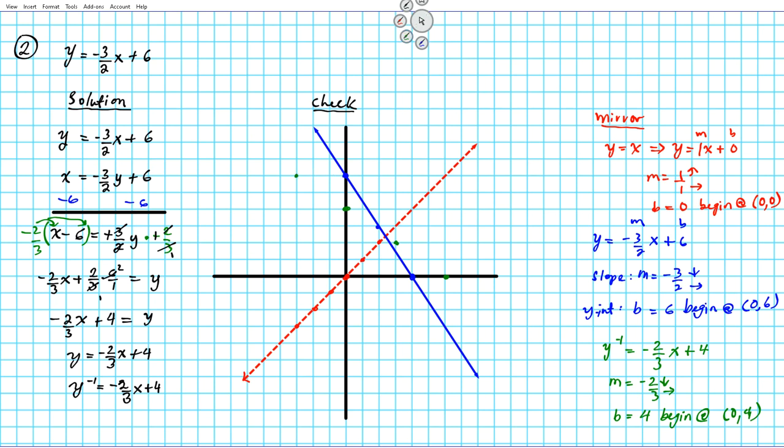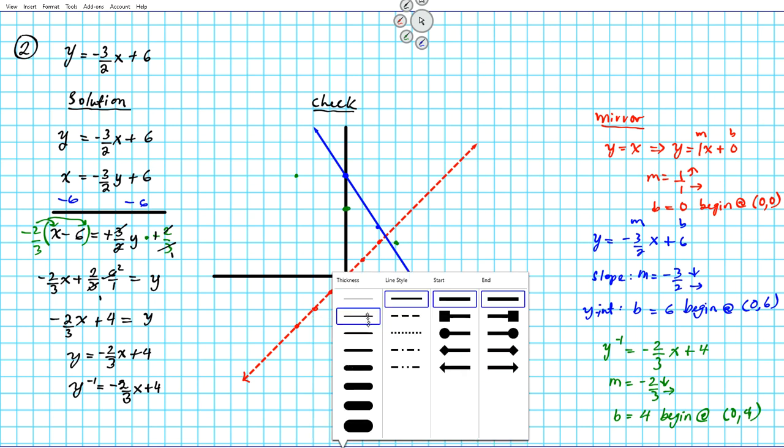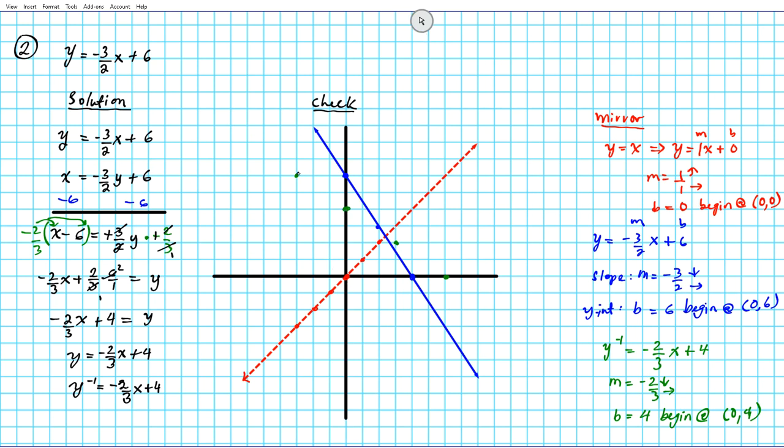Go ahead and draw the line of the inverse through the points we just graphed. Right there. And you can clearly see that they are a reflection of each other over the line y equals x. Let's go ahead and label them. This is y inverse, the green one, and this is y, and this is the mirror, y equals x. See that they're mirror images of each other.